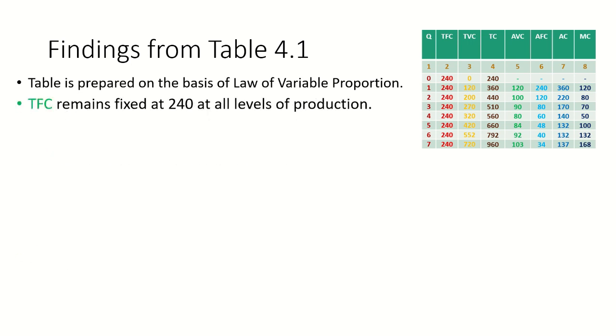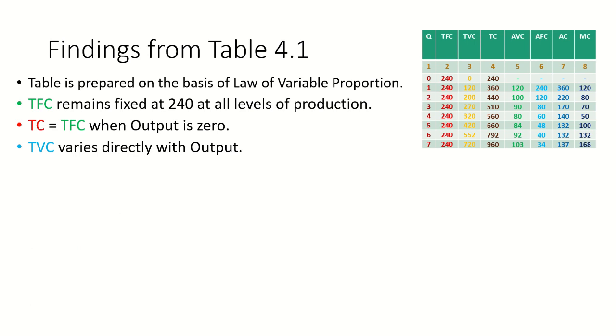And here we can see some interesting things. The first one is that the total fixed cost is always fixed, so from the production of the first output to the seventh output, it is 240. It is fixed at 240 at all levels of production. And we know that the TC is equal to TFC when there is no output. So we can see that when zero output is produced, the total cost is 240, because when there is no output the TC is equal to TFC.